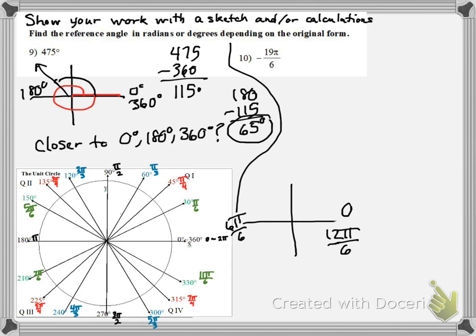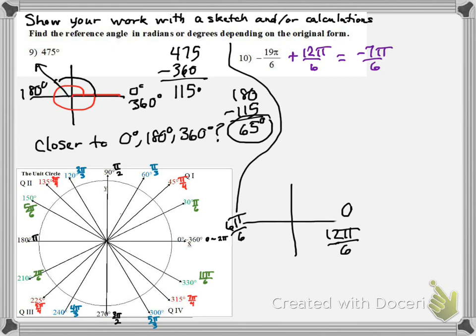When I look at my negative 19 pi over 6, it's more than a full circle in the negative direction. I want to get it back into the positive direction so I can see what's going on. So I'm going to add a full circle. This is always kind of dealing with coterminal angles, so that I can get another angle in the same place with a more reasonable number to work with. This one gives me negative 7 pi over 6. It's still not between 0 and 12 pi over 6.